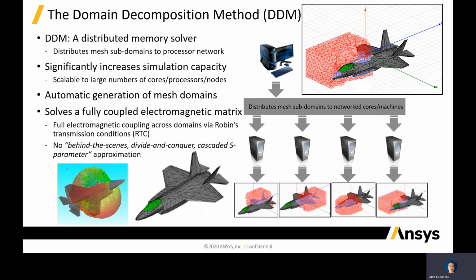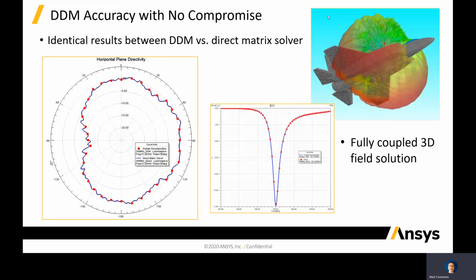coupled technique. And to show you this, here's a comparison of DDM versus the direct matrix solver on this antenna on this aircraft platform. You see the far fields in the cut plane lie right on top of each other, whether we're using DDM or the direct matrix solver. Same for the return loss of the S-parameter. So again, no compromise, fully coupled 3D field solutions.